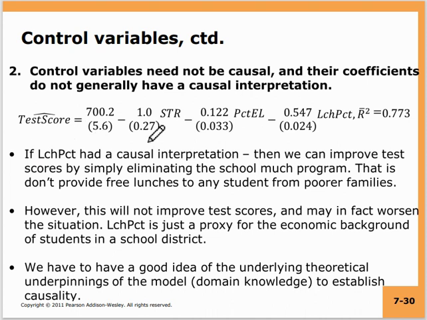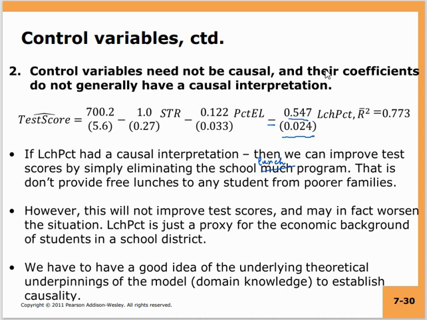Now look at this model that we have built by including lunch percentage. As you can see, the beta coefficient for the lunch percentage is minus 0.547 with a standard error of 0.024. So this is statistically significant. Now if lunch percentage had a causal interpretation, then we could improve test scores by simply eliminating the school lunch program. I am sorry, this is written as much program, this should be written as lunch program. That is, if you stop providing free lunches, then you could expect that since providing free lunches is resulting in poorer test scores. Notice that this coefficient is negative.